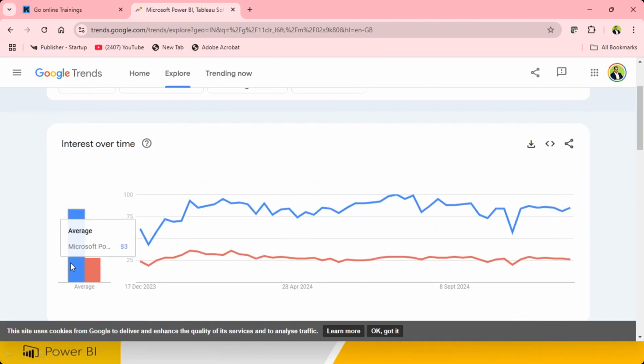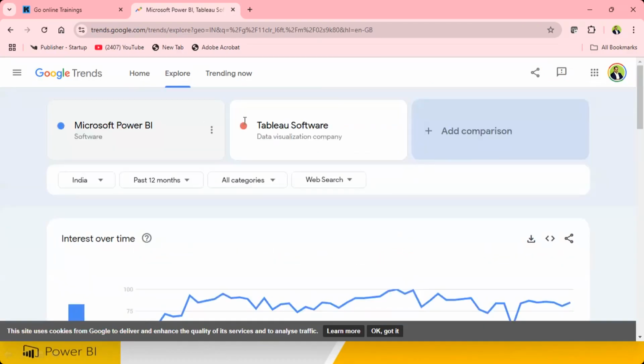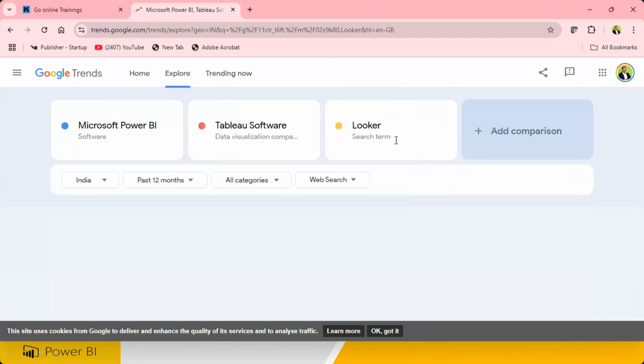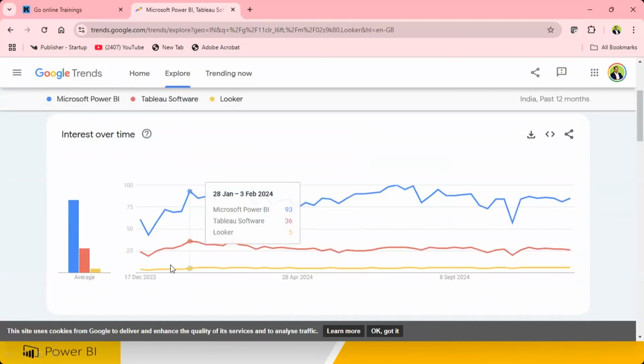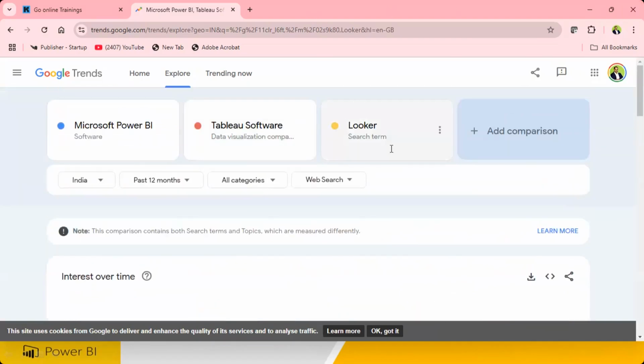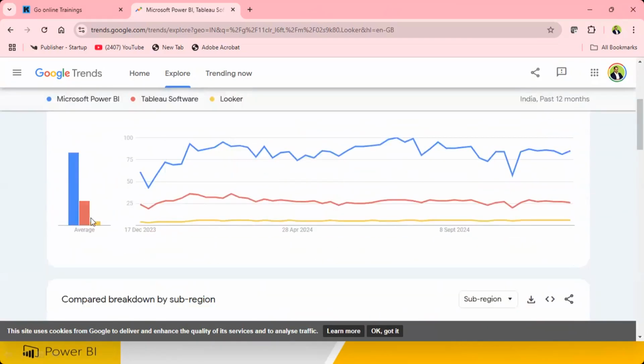This color indicates Microsoft Power BI. Tableau data visualization software is gone, and you have one more tool called Looker by Google. Google company is also giving you Looker. So Looker is somewhere here, right? It can also create a lot of visualizations. Looker is a Google company reporting tool, Power BI is a Microsoft reporting tool, and Tableau BI is one more tool. You can understand where we are today.